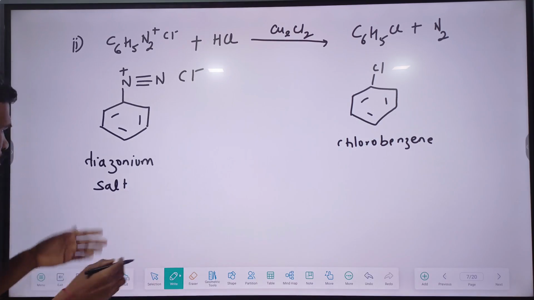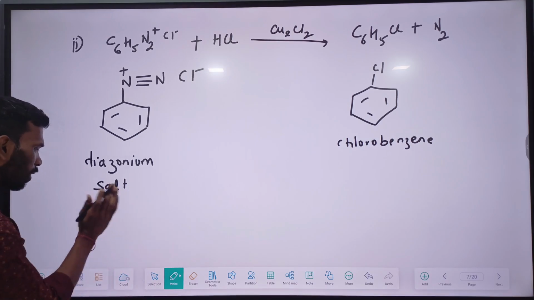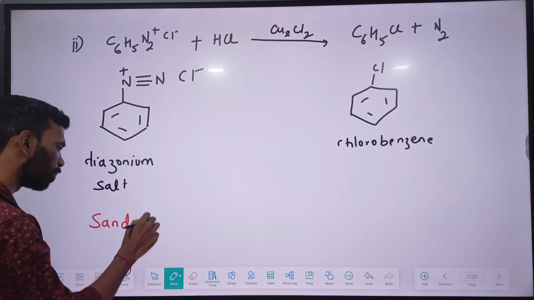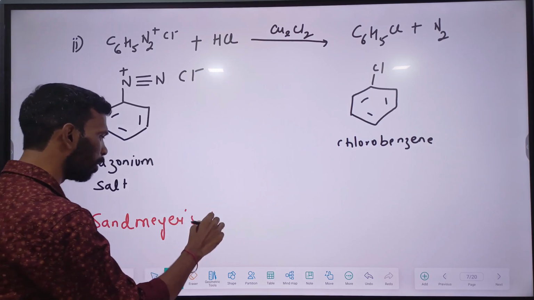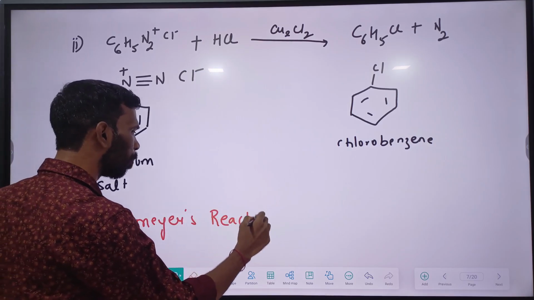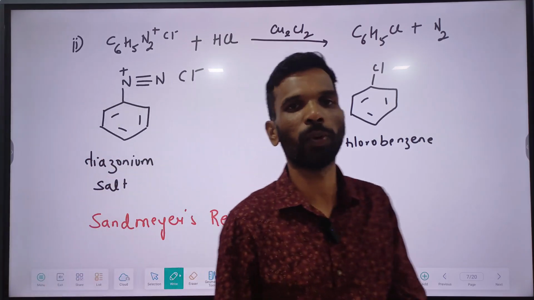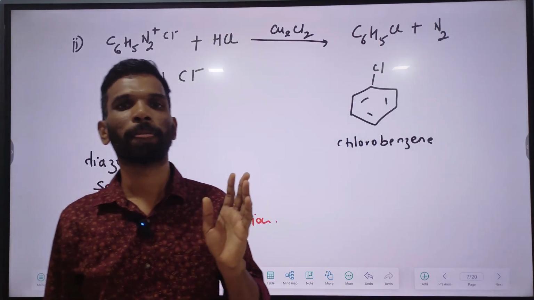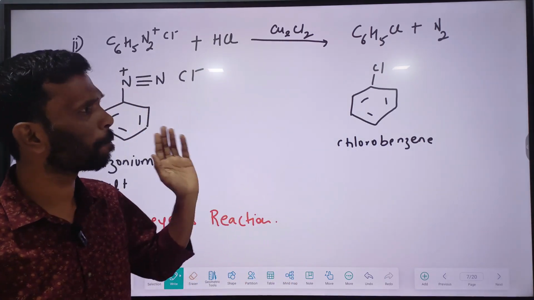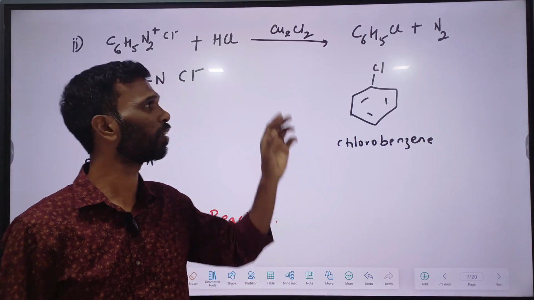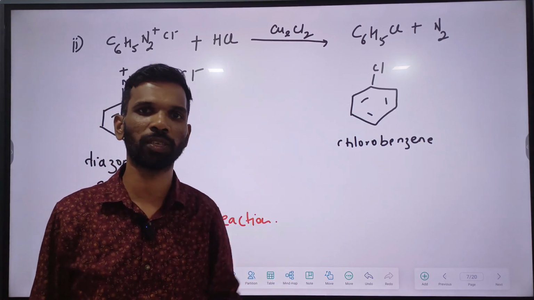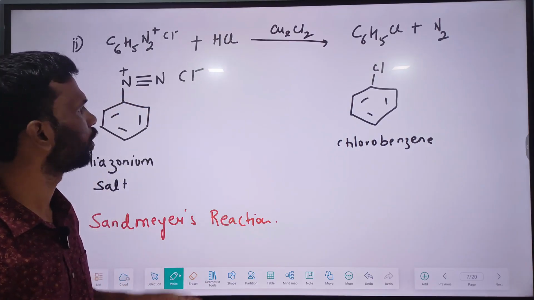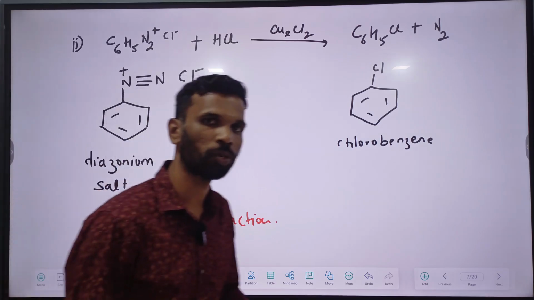So the name of this reaction is asked, and you will be writing it as Sandmeyer's reaction. In the Sandmeyer's reaction, primary aromatic amine is first converted to diazonium salt, and the diazonium salt is later converted to aryl halide. Basically it is a nucleophilic substitution reaction where halide is acting as a nucleophile and is being substituted on this diazonium salt.